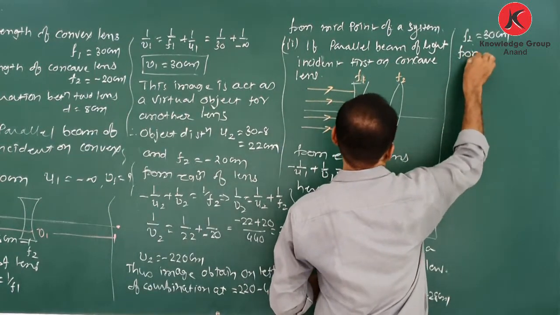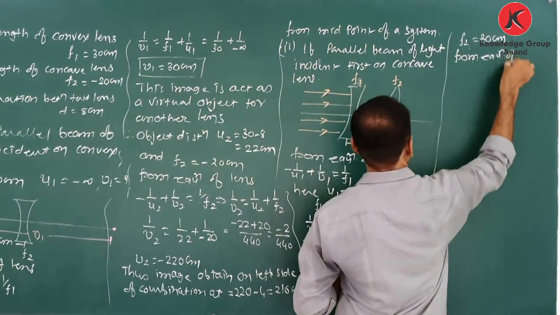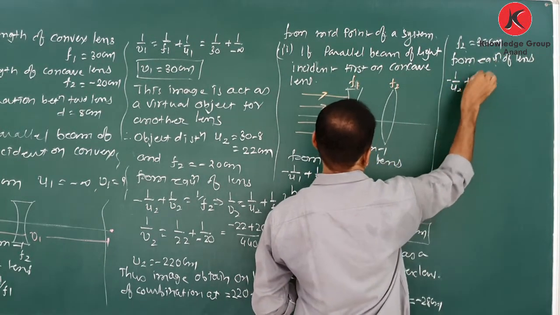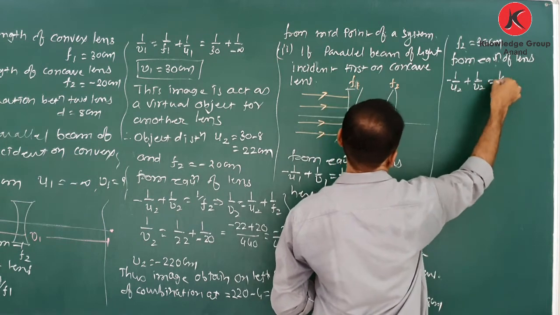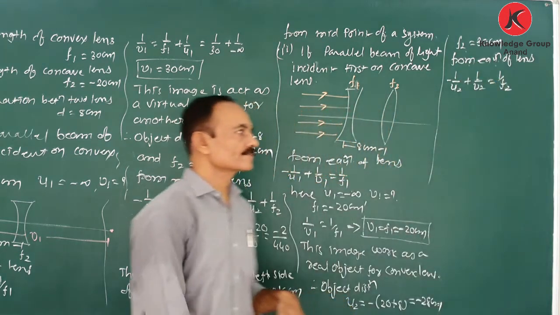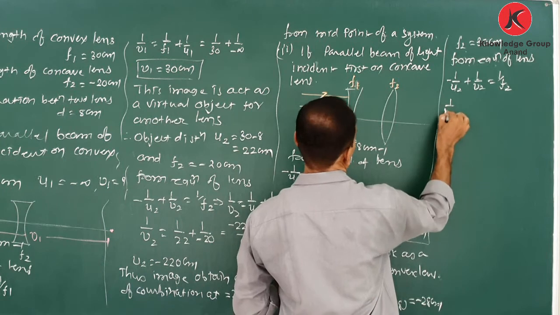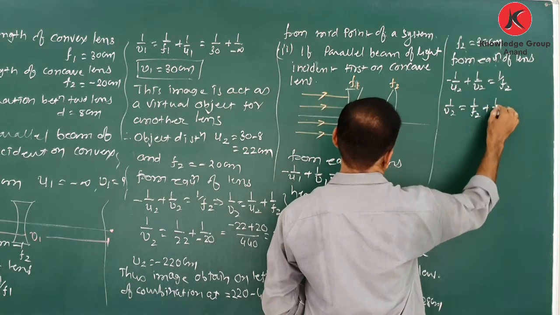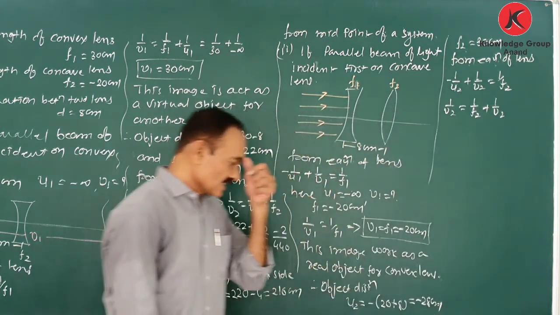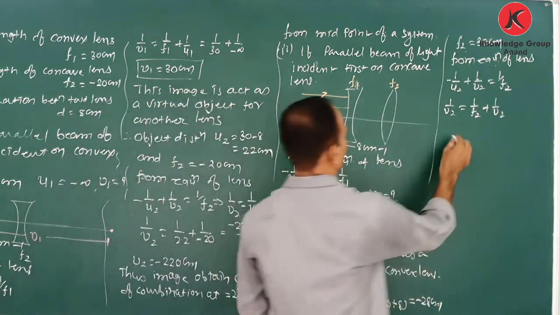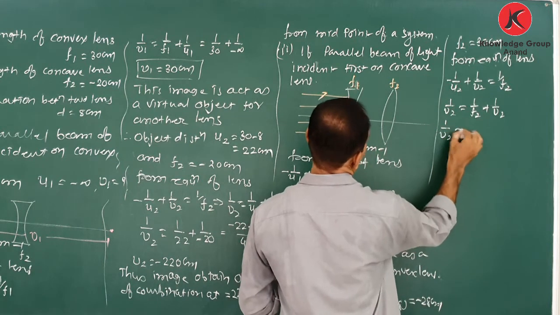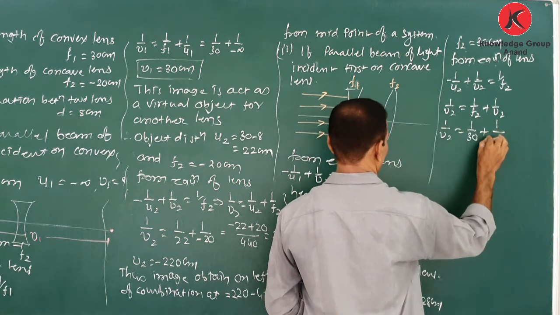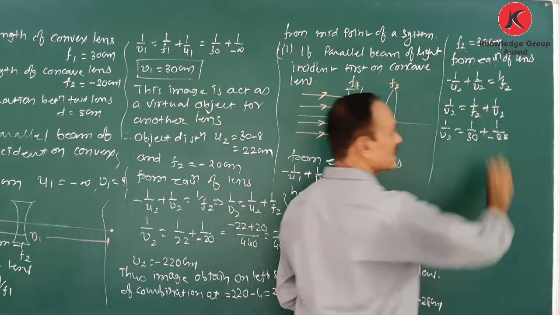Therefore, from the lens equation, minus 1 upon u2 plus 1 upon v2 is equal to 1 upon f2. Therefore, 1 upon v2 is equal to 1 upon f2 plus 1 upon u2. Substituting this value, 1 upon v2 is equal to 1 by 30 plus 1 upon minus 20.